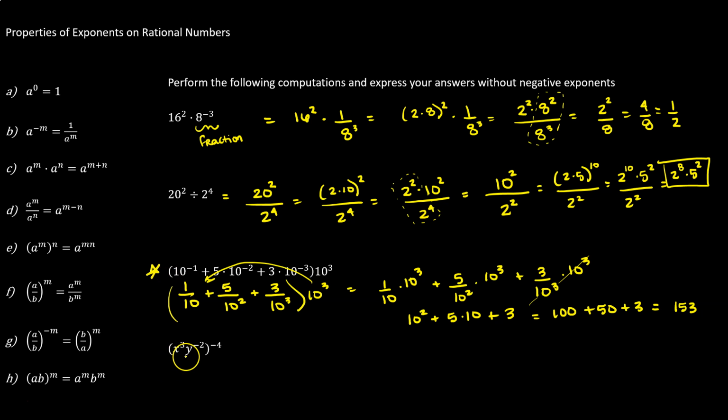Last one, we've got a couple letters in here. Don't freak out. We're going to first start by distributing the exponent. So that would become x cubed to the negative 4, y to the negative 2 to the negative 4. I've got an exponent raised to an exponent, so that looks like x to the negative 12, and another one, y to the positive 8. We don't want negative exponents in our answer, so let's write our final answer as y to the 8th power divided by x to the 12th power. And we're done.